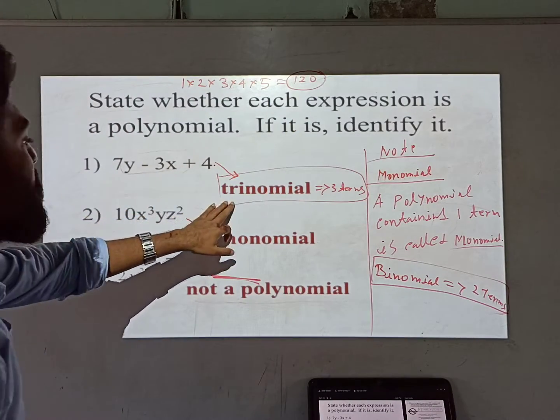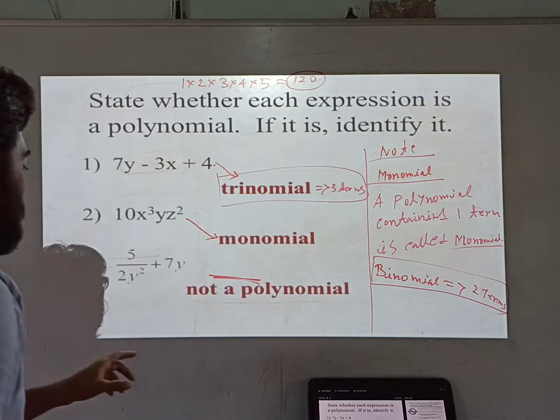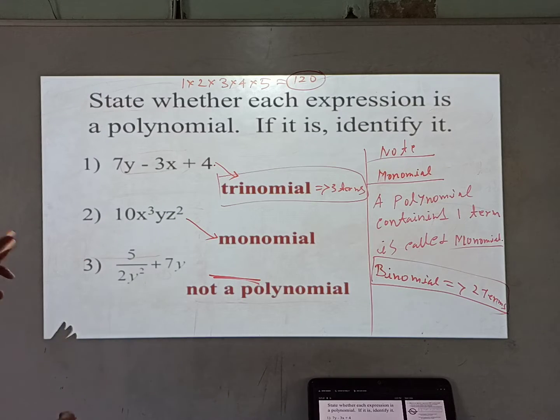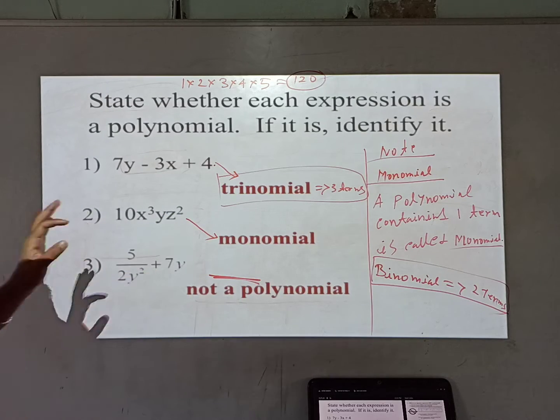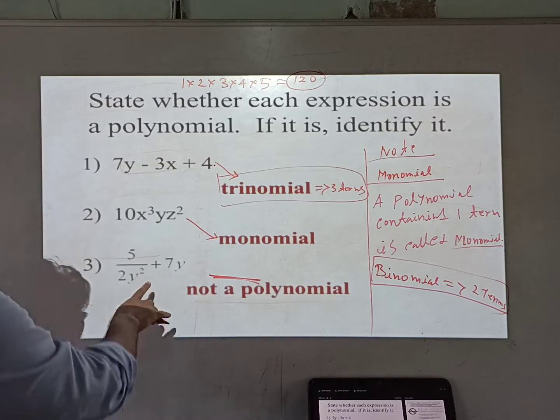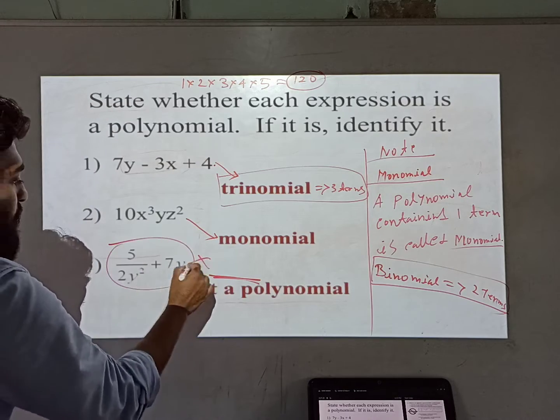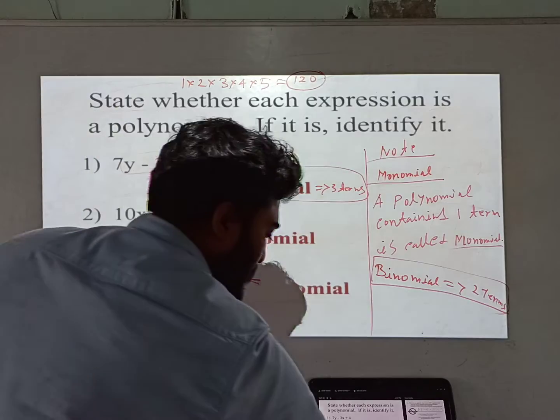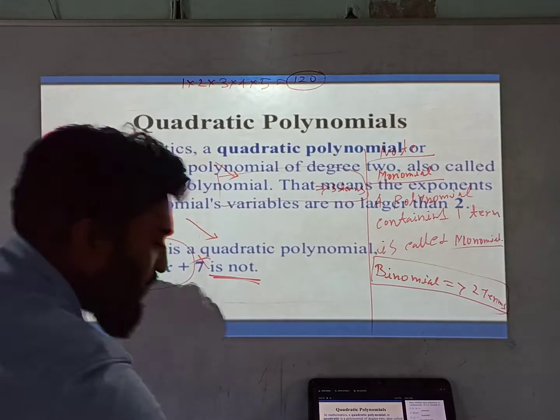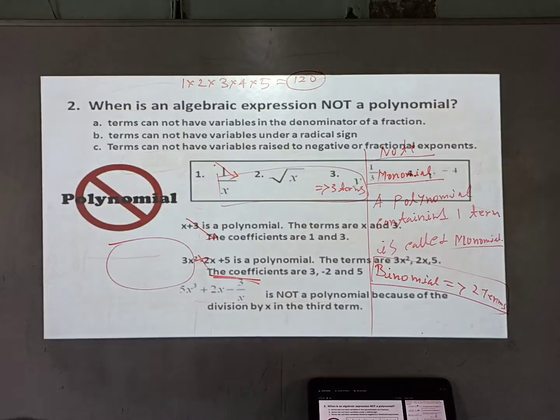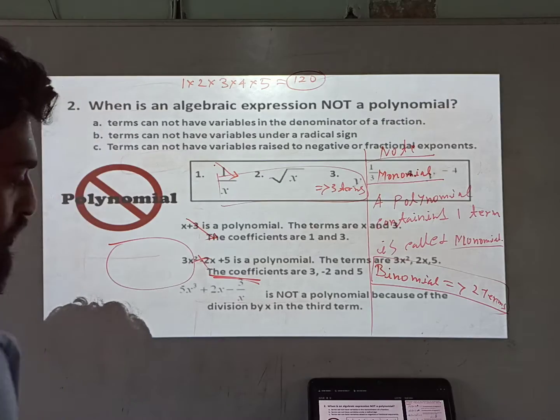This is trinomial, 3 terms. Monomial, 1 term. And this is not a polynomial. Why is this not a polynomial? In the next slide I will discuss. Okay, next slide. Read: when is an algebraic expression not a polynomial?